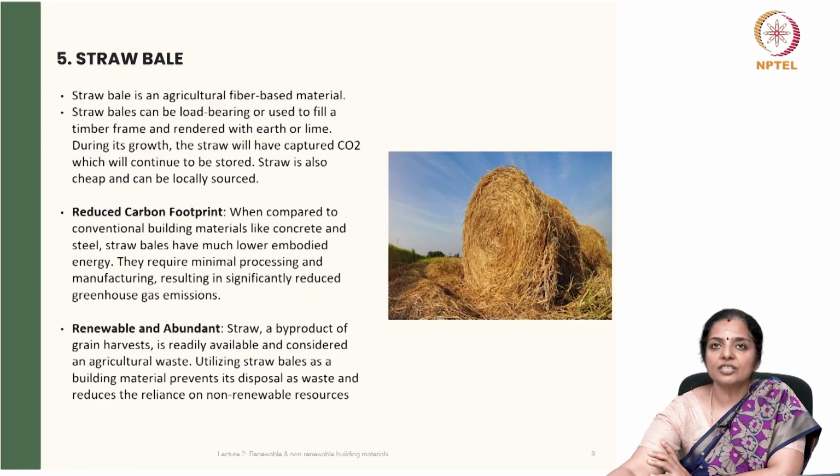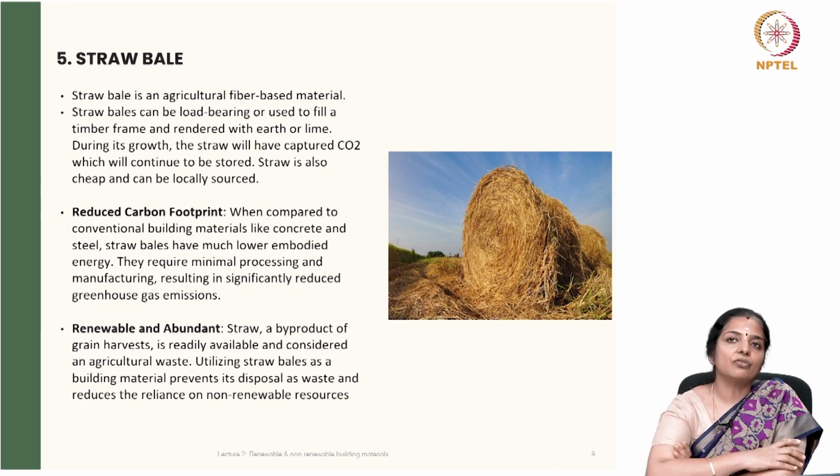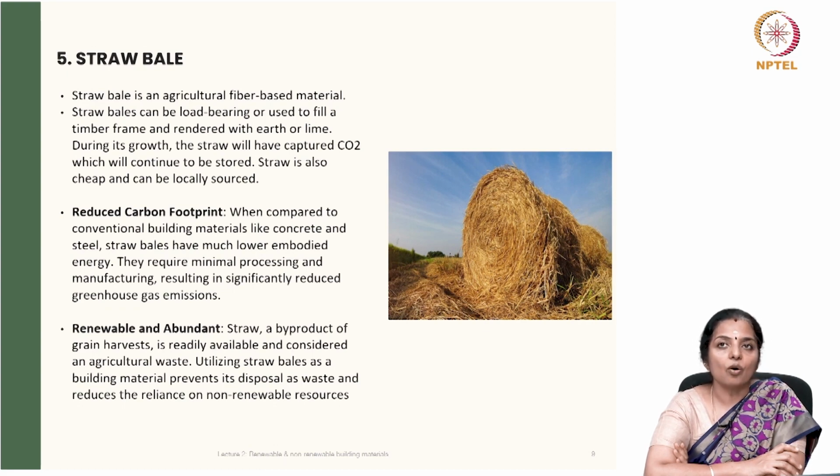Next, we will see straw. Straw is an agriculture fiber-based material. Straw bales can be load-bearing or used to fill a timber frame and rendered with earth or lime. During its growth, the straw will have captured carbon dioxide which will continue to be stored. Straw is also very cheap and can be locally sourced.